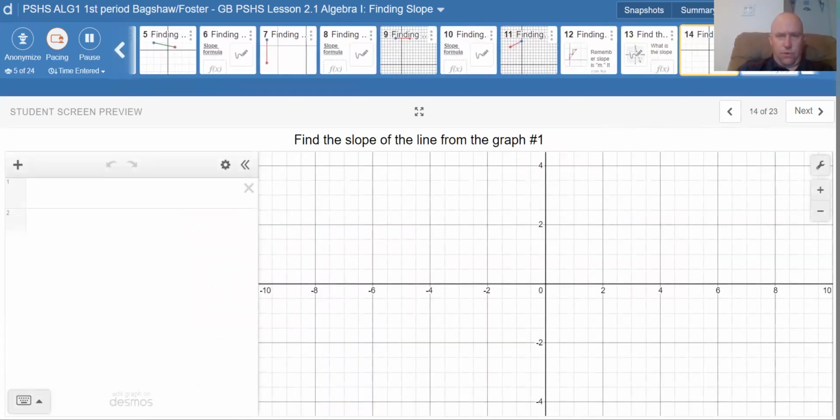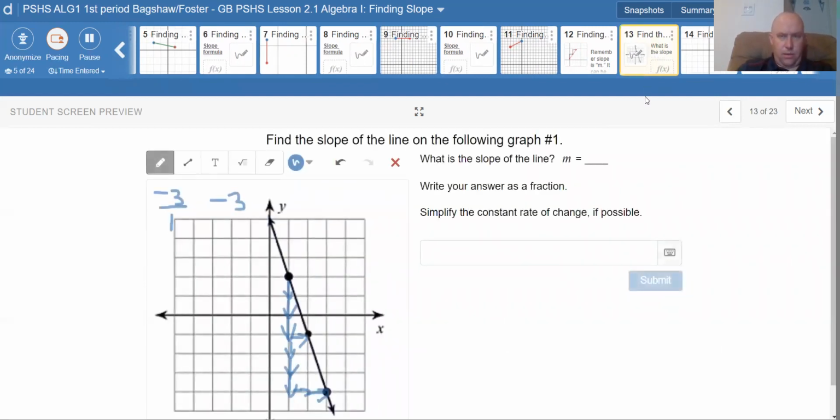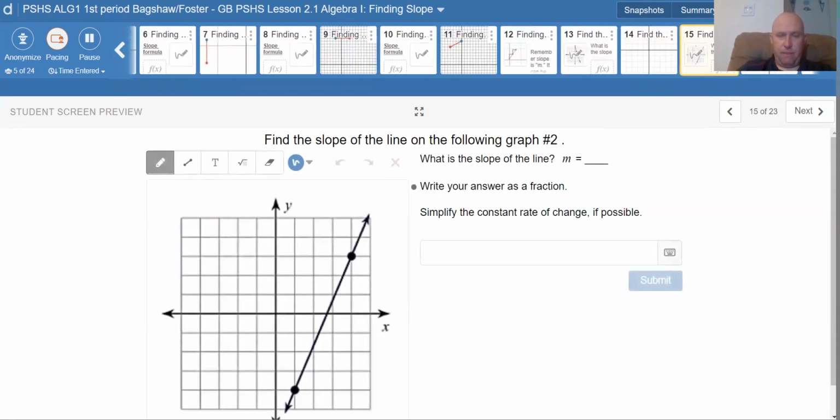Find the slope of the line from graph 1. I'm not sure why we actually have a graph for that one. Well, we can see the graph perfectly well here, so I'm just going to move straight on to slide 15.